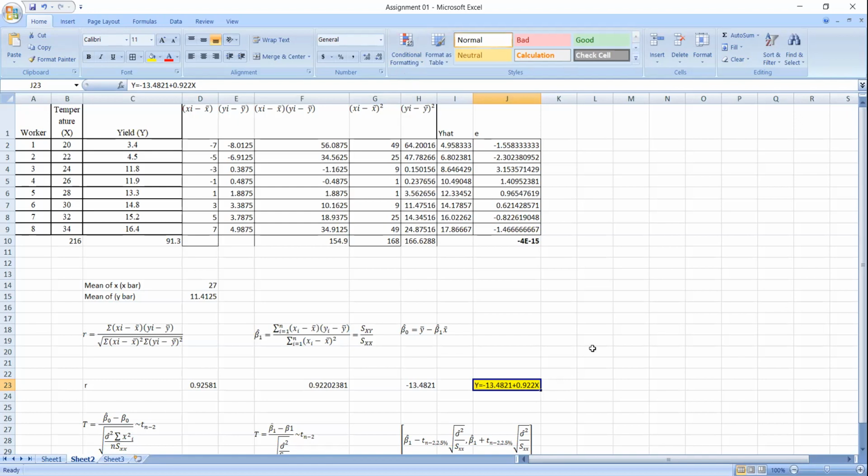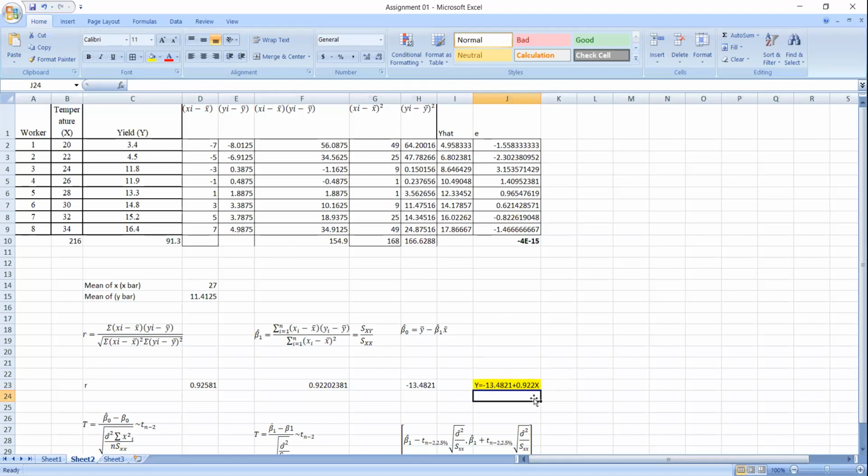Okay, so then in part 2, in part B, they are asking you to find out the yield when the temperature is equal to 45. So if this is your regression line, if you want to forecast the yield when temperature is equal to 45, temperature is the x value. So when x is equal to 45, we have to find the corresponding y value. In other words, we have to substitute 45 for x and find out the corresponding y value.